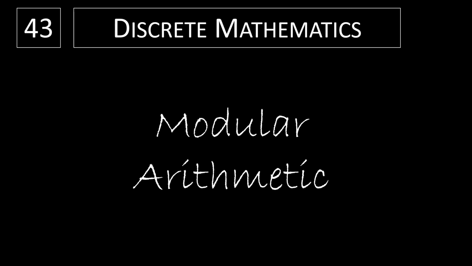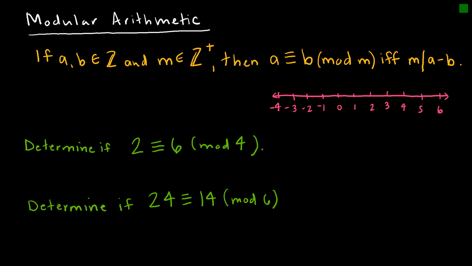In this video, we're going to discuss divisibility. So the definition of modular arithmetic tells us that if a and b are integers and m is a positive integer, then a is congruent to b mod m if and only if m divides a minus b.